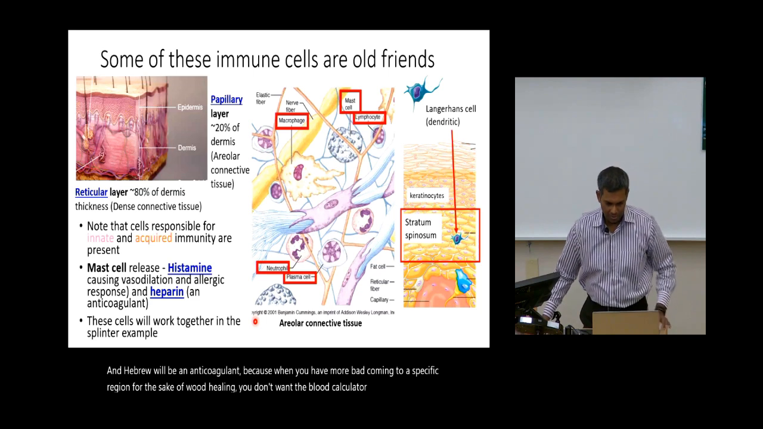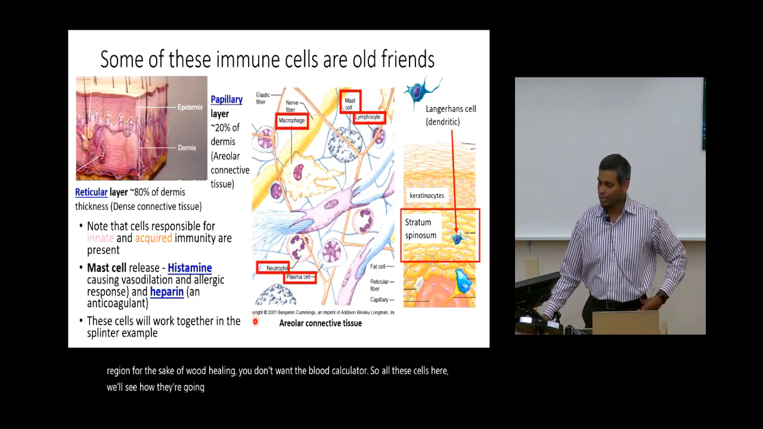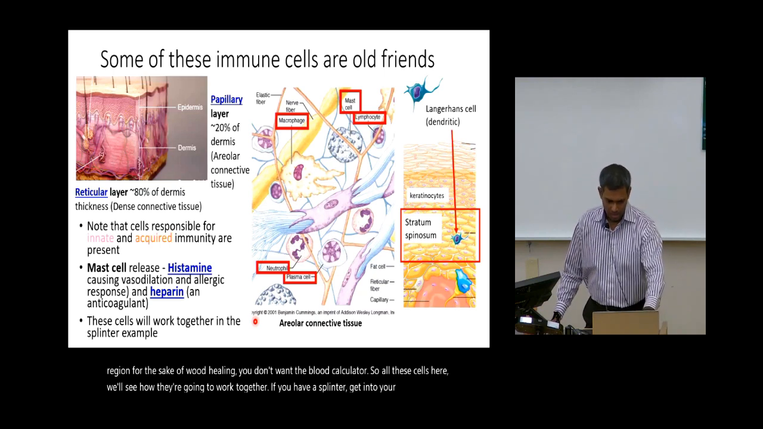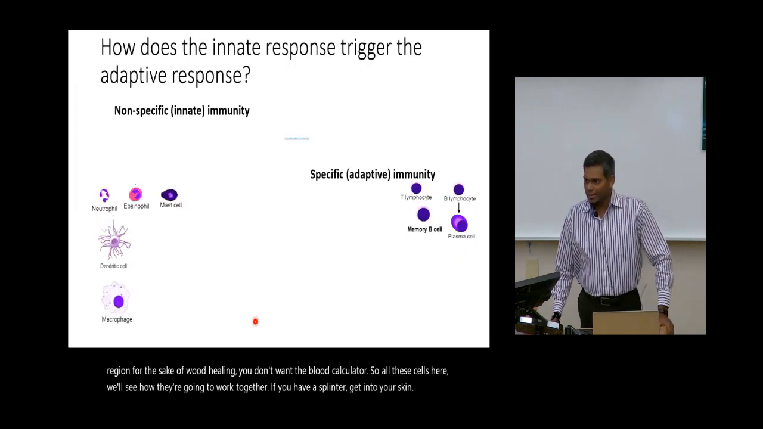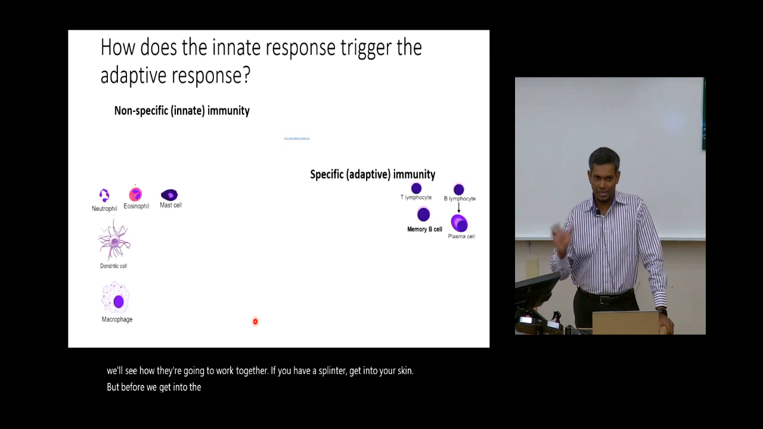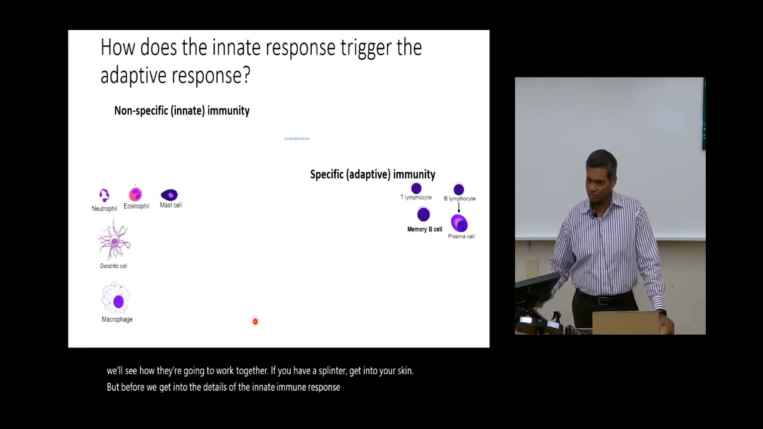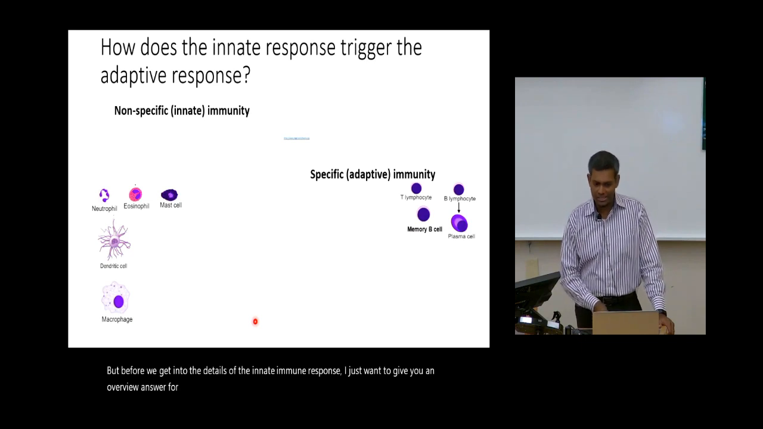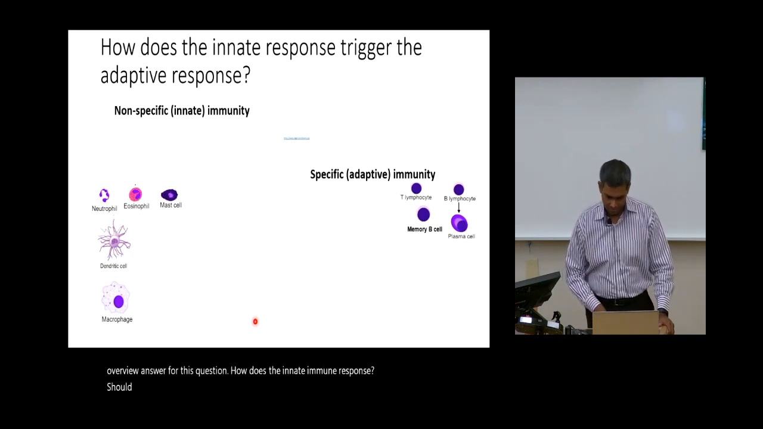So all these cells here, we'll see how they are going to work together if you have a splinter get into your skin. But before we get into the details of the innate immune response, I just want to give you an overview answer for this question: how does the innate immune response trigger the adaptive immune response?